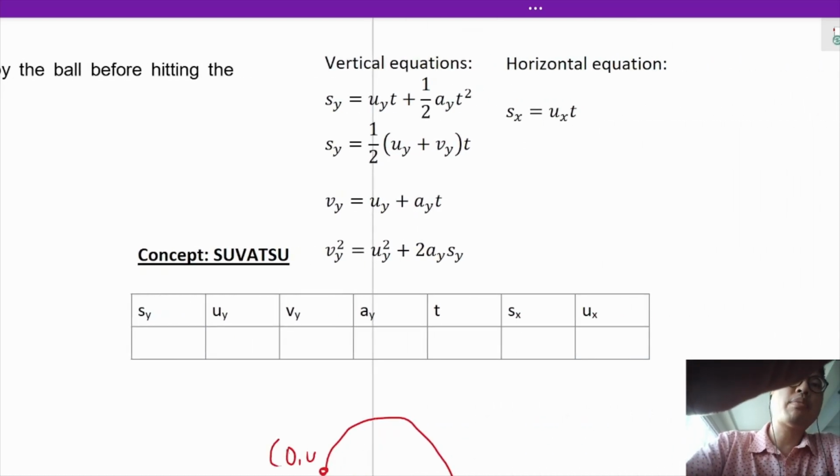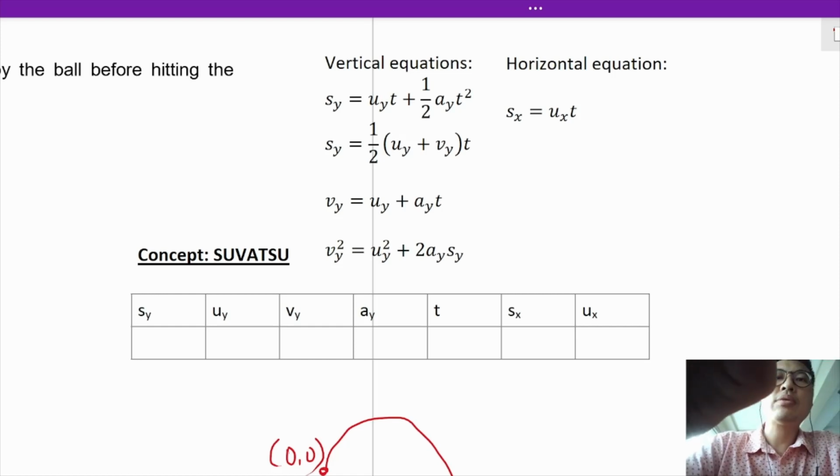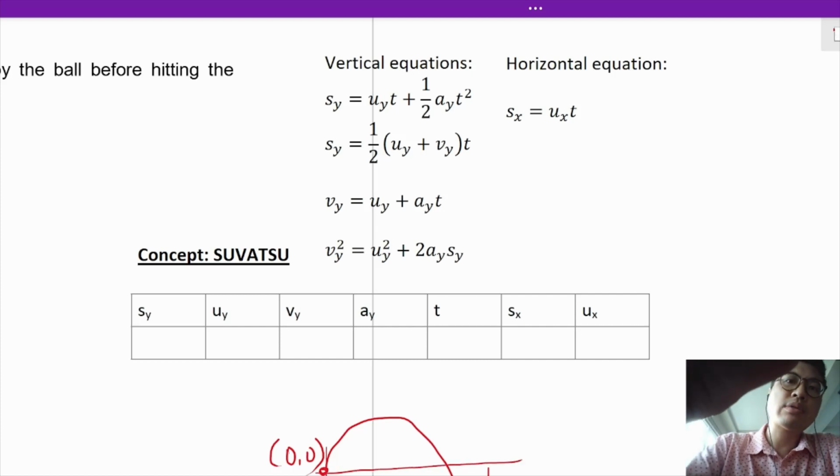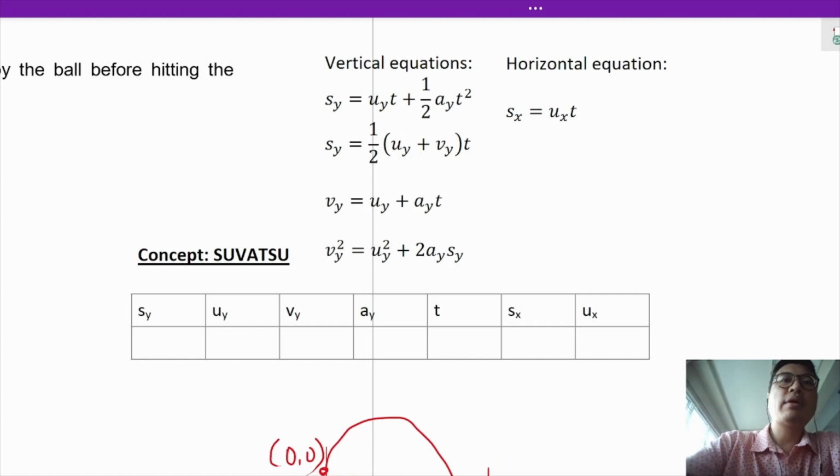First of all, we need to fill in the start point. The start point of the ball is always 0, 0. The end point of the ball is x and y. Now we know that the cliff is 68 meters tall, so the end point will be minus 68 because it's below the axis. Now let's take a look at the values that we have. Sy is minus 68. We need to find x.